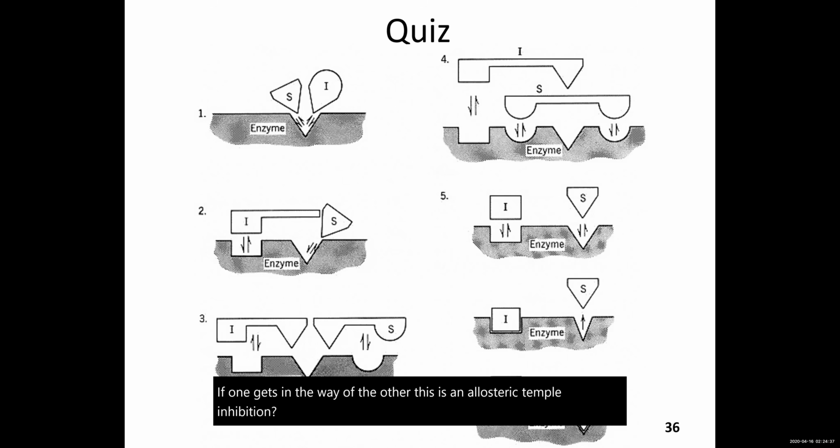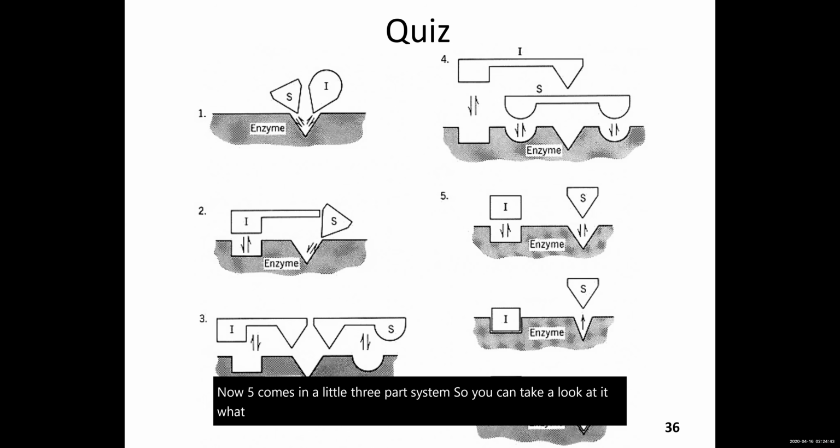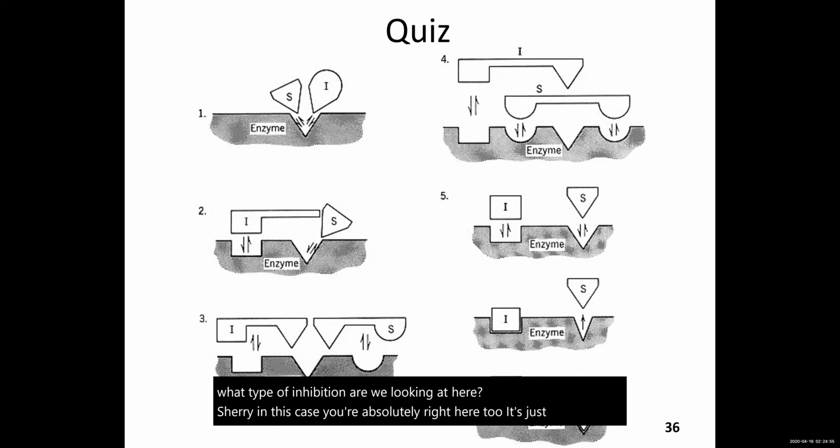Now 5 comes in a little 3-part system, so you can take a look at it. What type of inhibition are we looking at here? Sherry, in this case, you're absolutely right here too. It's just a classic allosteric inhibitor. One changes the conformation of the other, preventing the other one from fitting in. Pretty standard, okay?